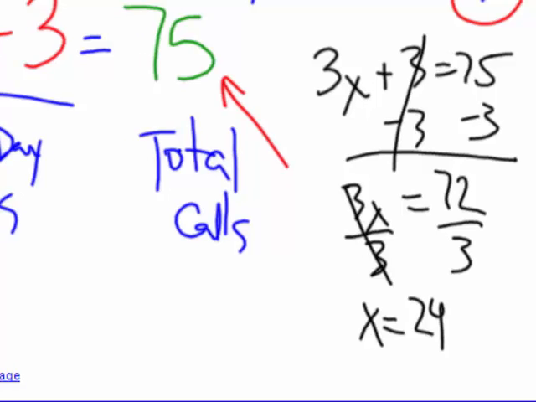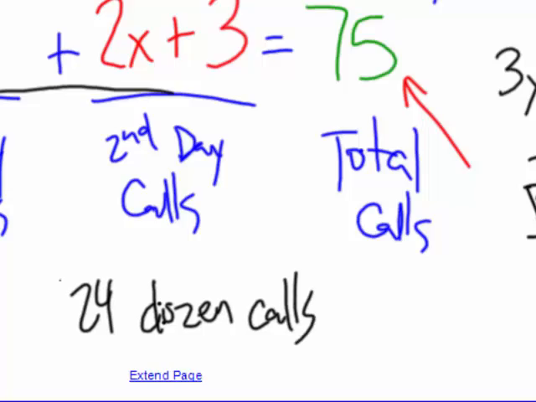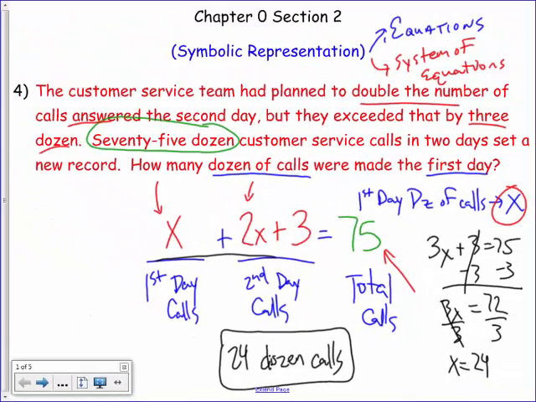Should I just write 24? No, always put a label. I'll write that over here. So 24 dozen calls. Always have a label for story problems. Okay? Do not forget that. There we go.